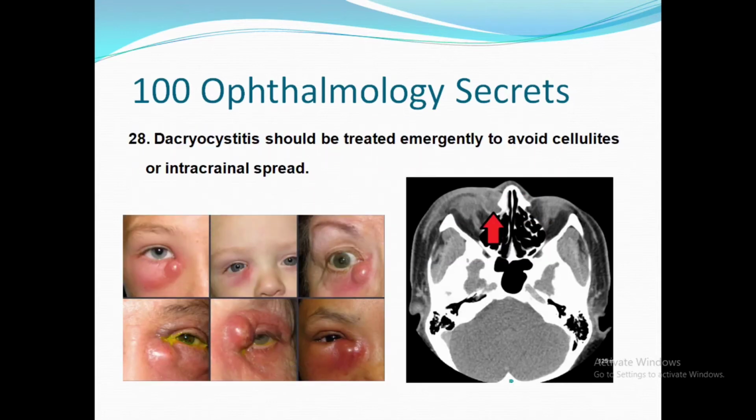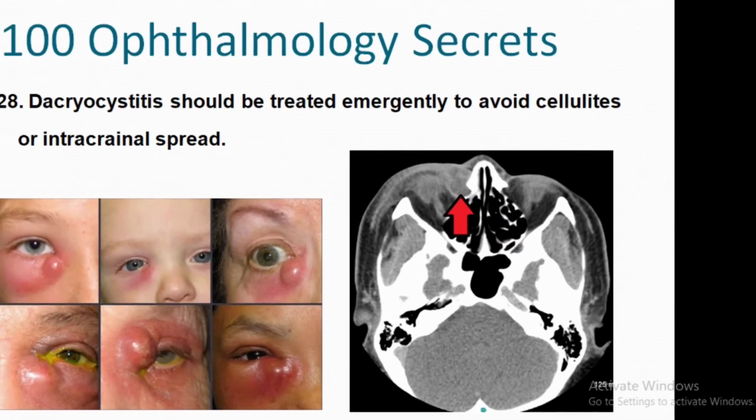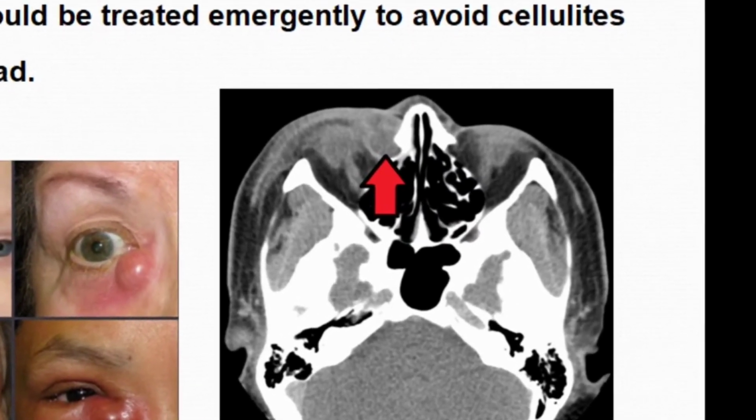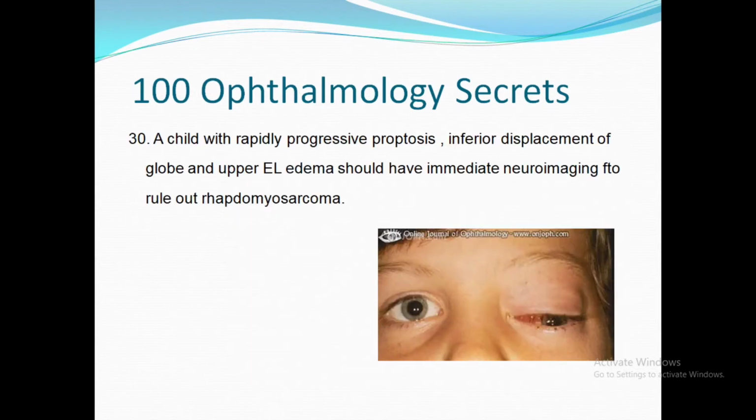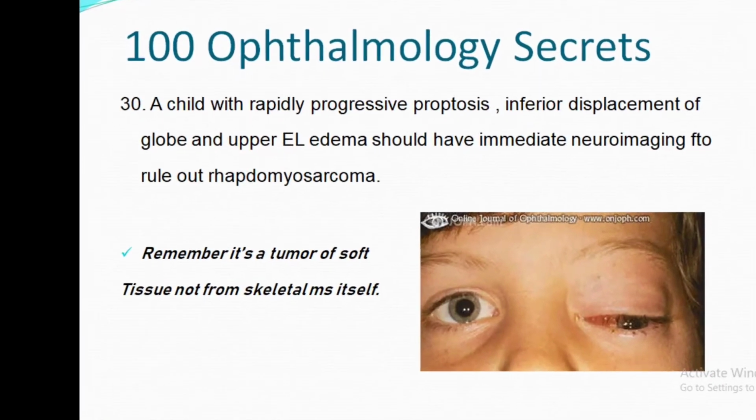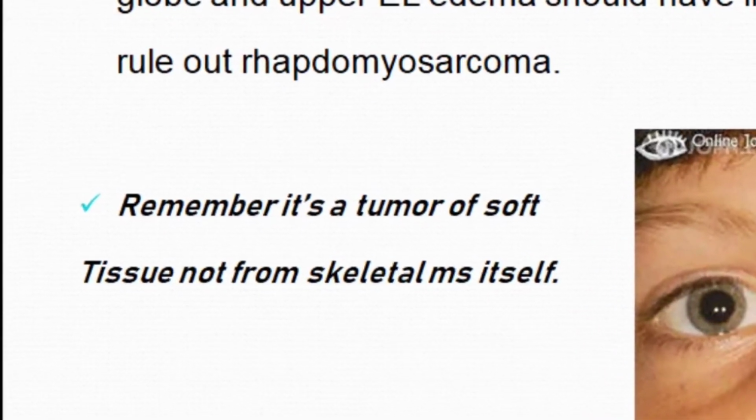Number 28. Dacryocystitis should be treated emergently to avoid cellulitis or intracranial spread. Number 29. CT is superior to MRI in most cases of orbital disease due to better bone tissue delineation, and here is a normal CT orbit. Number 30. A child with rapidly progressive proptosis, inferior displacement of globe, and upper eyelid edema should have immediate neuroimaging to rule out rhabdomyosarcoma. Remember, rhabdomyosarcoma is a tumor of soft tissue, not from skeletal muscle itself.